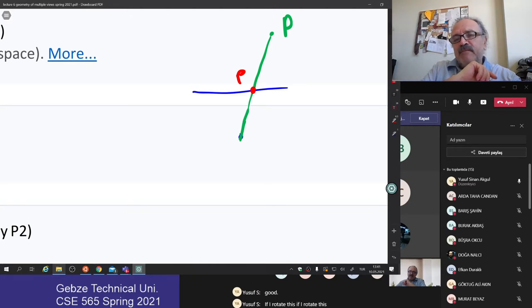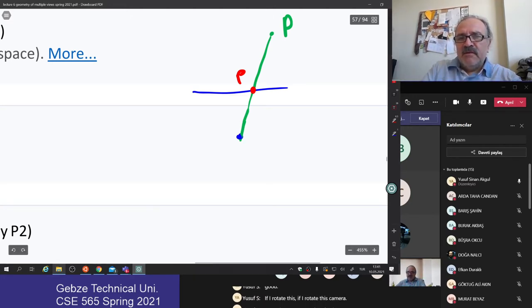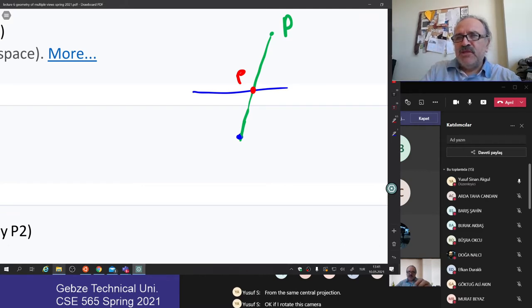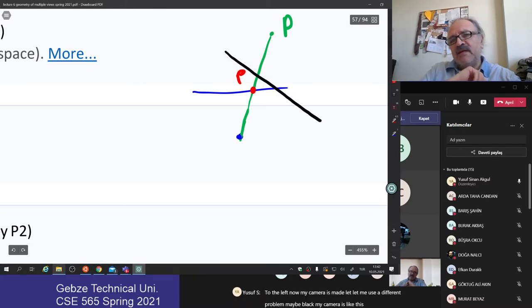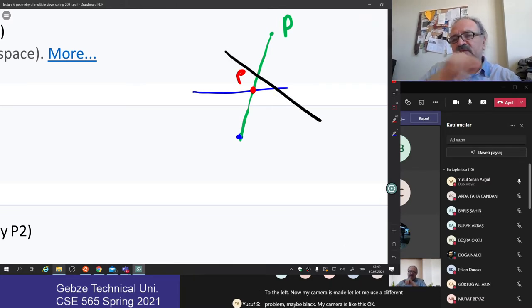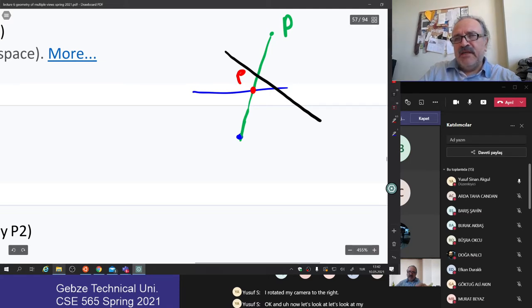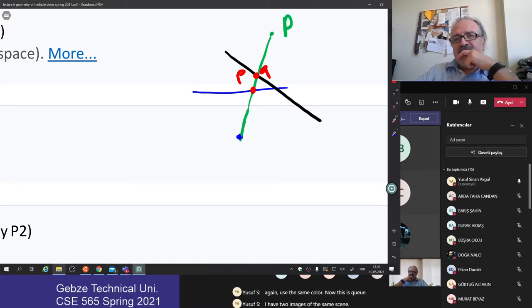If I rotate this camera from the same center of projection to the left, now my camera is like this, okay? I rotated my camera to the right. Now let's look at my new point. Now this is Q. I have two images of the same scene. On the blue image, my P corresponds to, on the black image, Q, right?